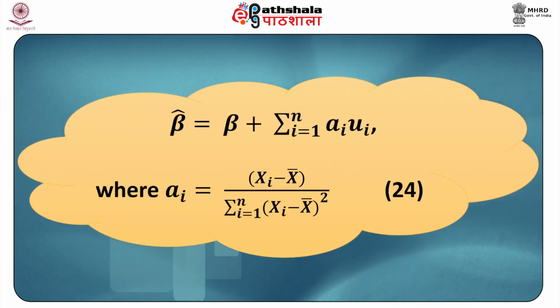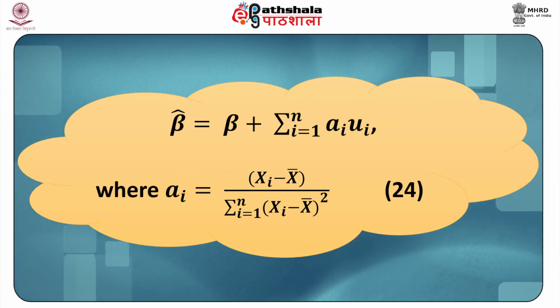By now, we should know that regression coefficients can be decomposed into two components, which are beta hat is equal to beta plus sigma a_i mu_i, where i ranges from 1 to n. And a_i is defined to be equal to (xi minus x bar) upon sigma (xi minus x bar) square, i ranges from 1 to n. And this is our equation 24.